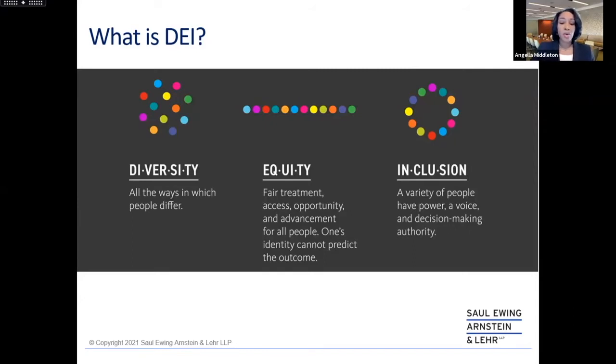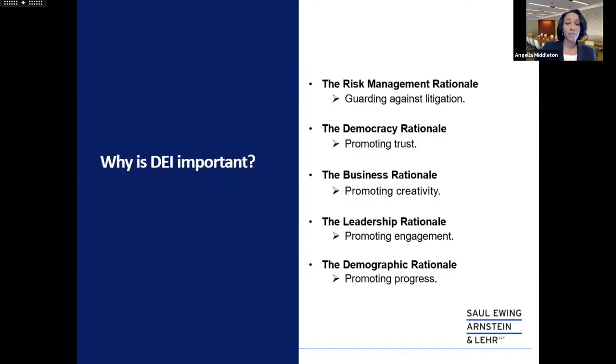So now that we know what DEI means, let's talk about why effective DEI initiatives are important, other than it being the right thing or good thing to do. There are multiple rationales, and I'm going to go in an order that's a little different than what you see on your slide here. First, the business rationale, which is basically that DEI initiatives help companies make more money. That is because diverse workforces are more productive and more creative. And we have statistics that show this to be true.